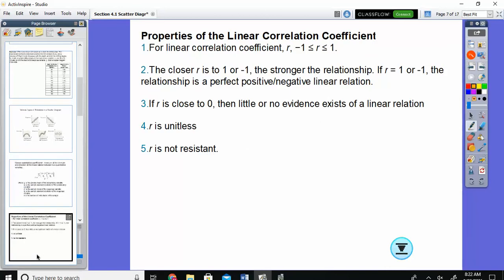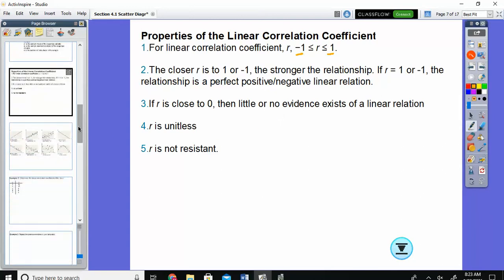With our correlation coefficient, it should always be between -1 and +1. If it's really close to 1 or -1, that's a strong relationship. Negative being a strong negative relationship, like a decreasing line, and positive would be an increasing relationship. If it's close to 0, that's like saying there's no relationship. It doesn't have units, and it's not resistant. What did we say resistant was? It's been a while since we've used that term.